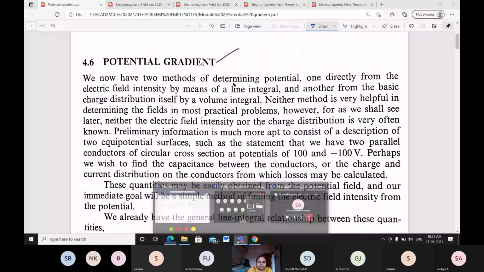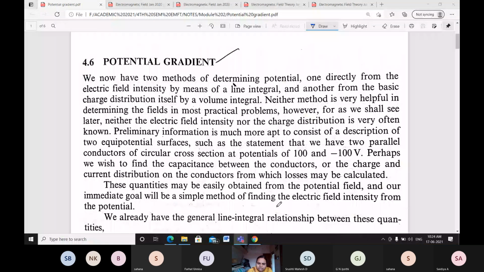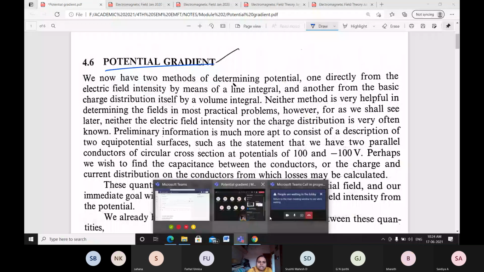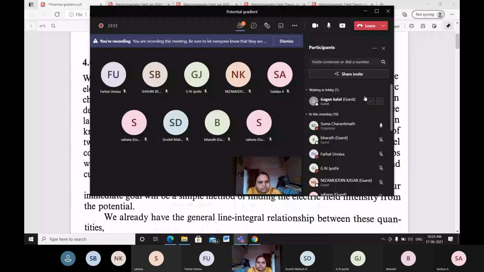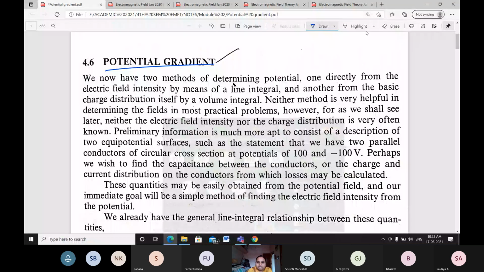The potential gradient in the previous cases, whatever we took, is mainly based on the equations we used. It is telling that the length will be different for the incremental length, but we took the electric field intensity as a constant. Yes, E is taken as a constant, but our length is taken as delta. They are taken as different lengths delta L1, L2, L3, and we derived the equation.